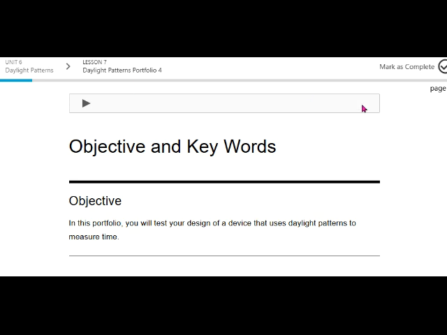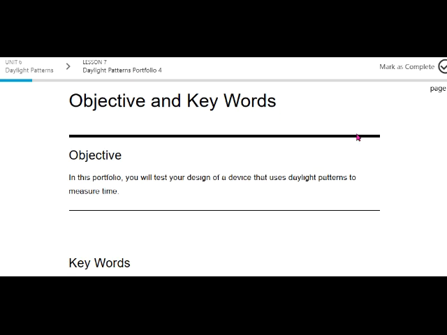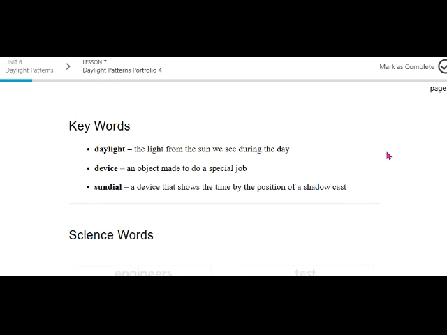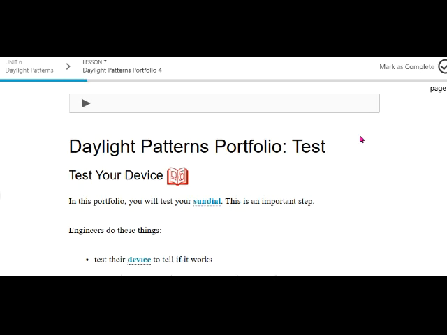All right, here's our new objective. In this portfolio, you will test your design of a device that uses daylight patterns to measure time. The key words are daylight, the light from the sun we see during the day; device, an object made to do a special job; and sundial, a device that shows the time by the position of a shadow cast, just like the one you just created.